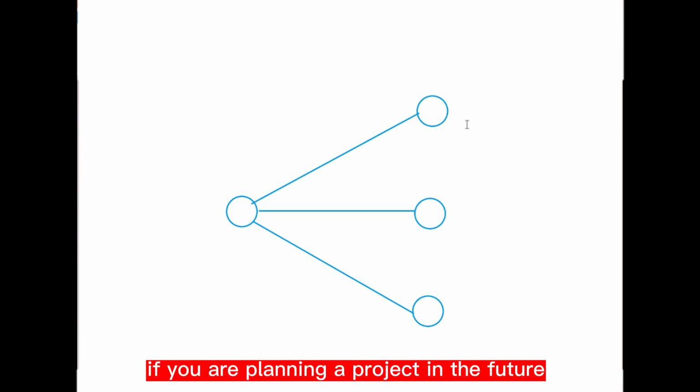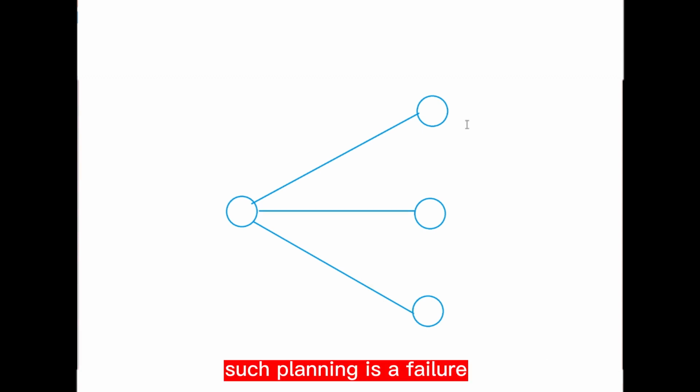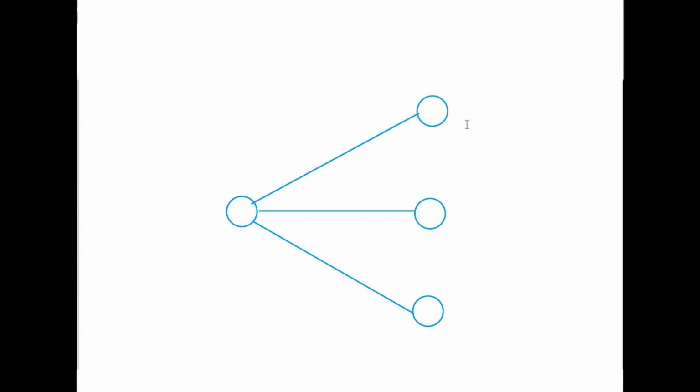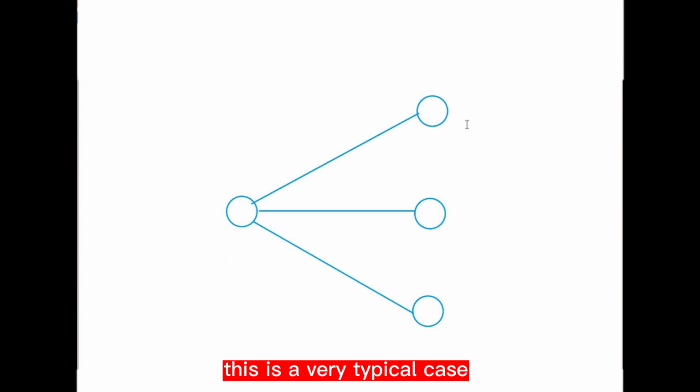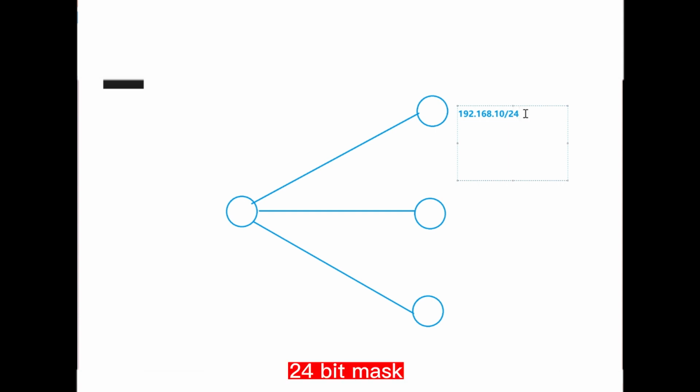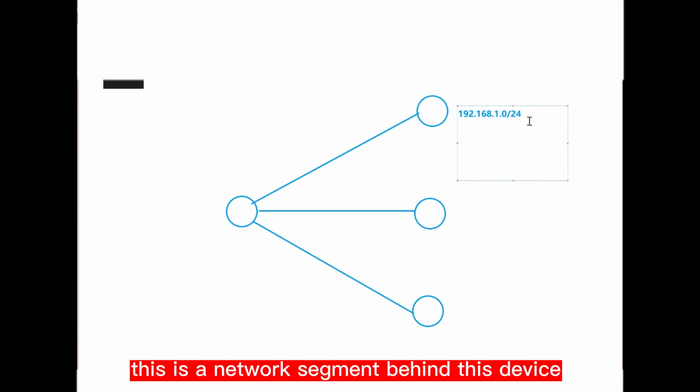If you are planning a project in the future, such planning is a failure. But for the lecture, this is a very typical case. For example, it is 192.168.1.0 with a 24-bit mask. This is a network segment behind this device.